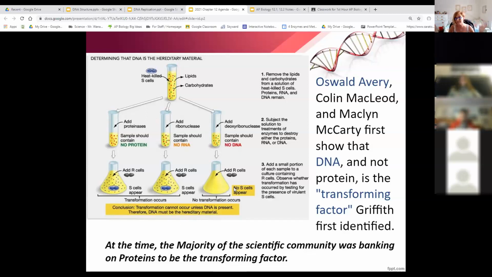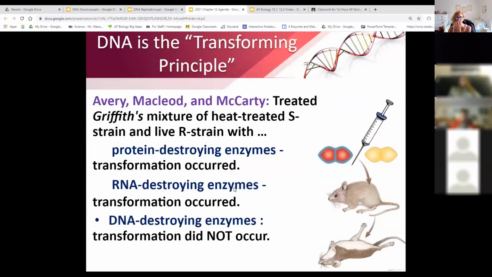Now, they weren't very convincing because the whole scientific community still was like, I think it's proteins. I don't know what is going on with your lab. So they were the first to identify DNA as the genetic material, but it was not accepted at the time until Hershey and Chase's famous isotope experiment. And I'm not going that far today. I just wanted to get this far so that we could look at that question that was on your pretest.